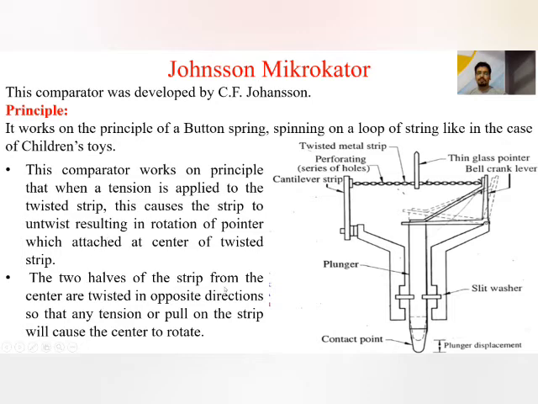The two halves of the strip from the center are twisted in opposite directions. It means this is the strip: one half portion is twisted in this direction, and the other half portion is twisted in the opposite direction, so that any tension or pull on the strip will cause the center to rotate. So by pull or tension, this pointer will rotate.